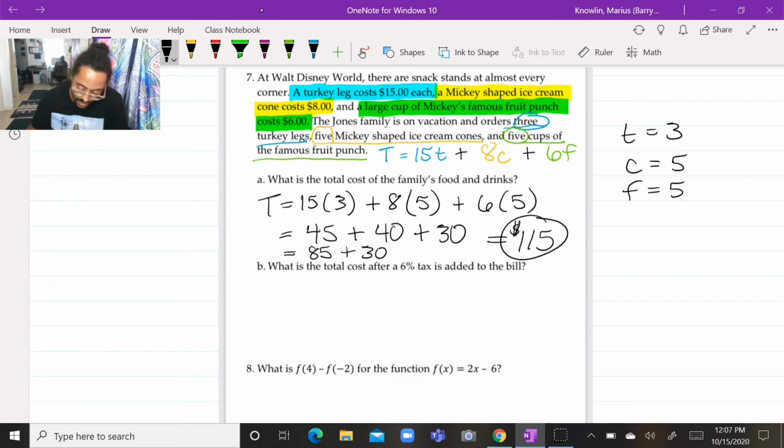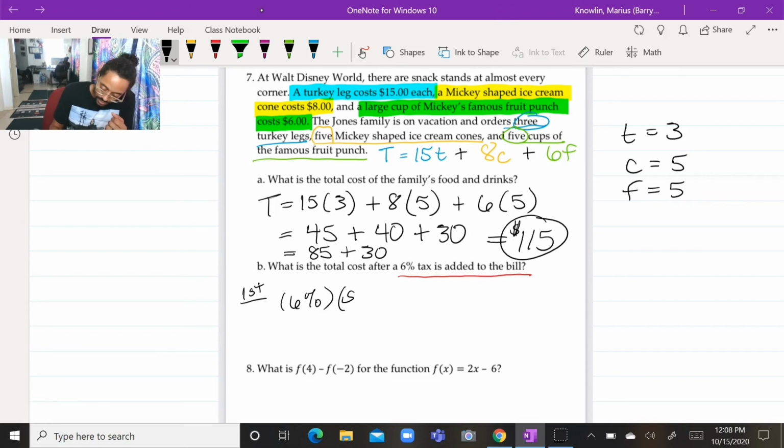Now, part B says, what is the total cost after tax? After a 6% tax is added to the bill. So that 6% tax added to the bill, that's a 2-step problem to work out here. First, we need to figure out what 6% of $115 is.